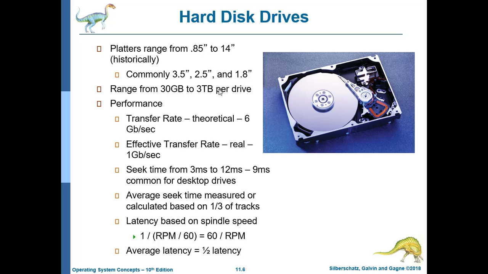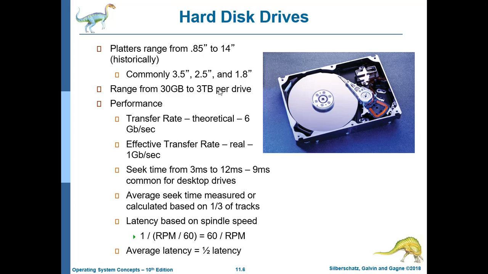In terms of transfer rate, the theoretical one is 6 gigabits per second. Then we also have the effective transfer rate, which is the real one, because the transfer rate is theoretical. So we have 1 gigabit per second. Seek time is from 3 milliseconds to 12 milliseconds, so 9 milliseconds is common for desktop drives. The average seek time is calculated based on 1/3 of seeks.